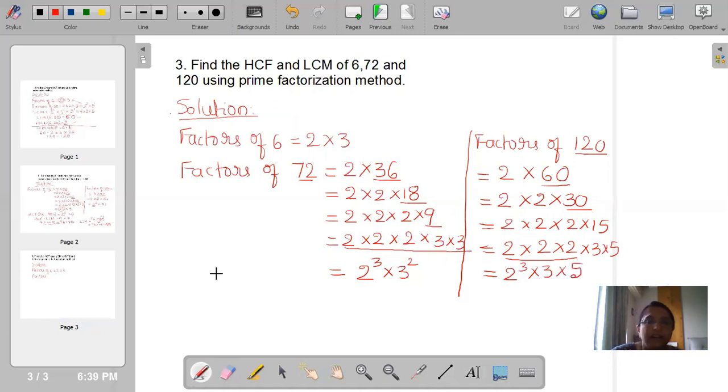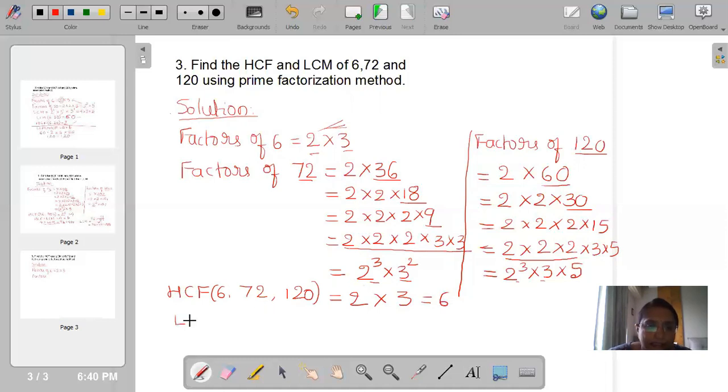Now we'll write down HCF and LCM. HCF of 6, 72, 120. HCF means highest common factor. Here 2 is there. Here also 2 is there. Here also 2 is there. So 2 is common. You cannot take 2 cube here because here 2 cube is not there. Which one is common in all 3? That you have to consider. Here 3 is there, here also we have 3 and here also we have 3. So 2 into 3 is equal to 6.